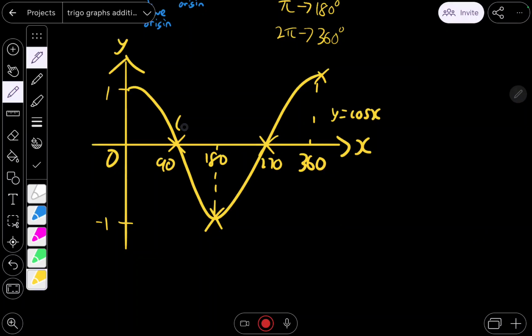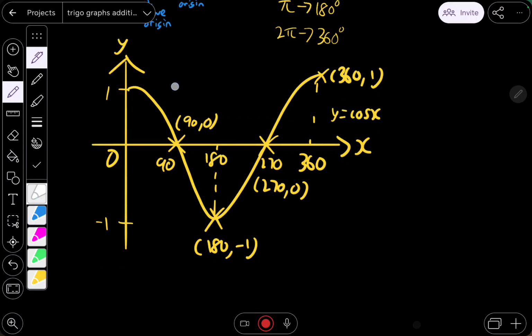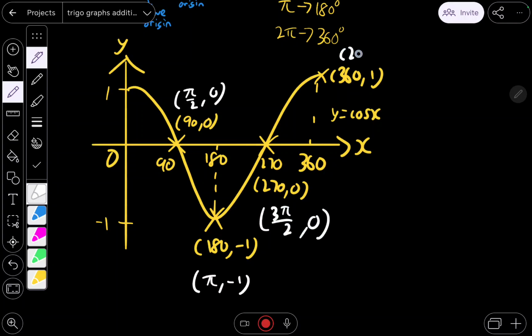Okay, so this is 90, 0, 180, -1, 270, 0, and 360, 1. Okay, and in radians will be the same thing, pi over 2, 0, pi, -1, 3 pi over 2, 0, and 2 pi, 1.